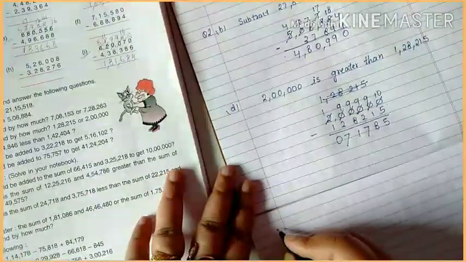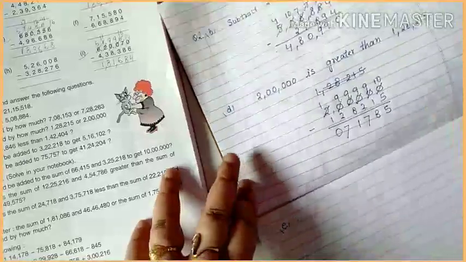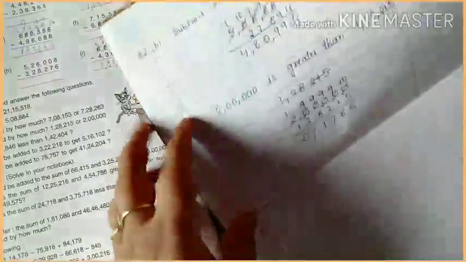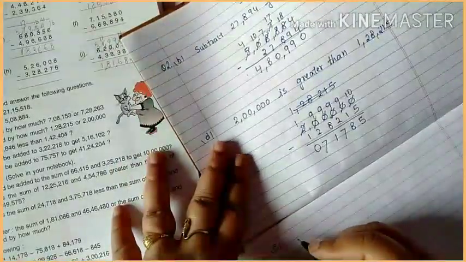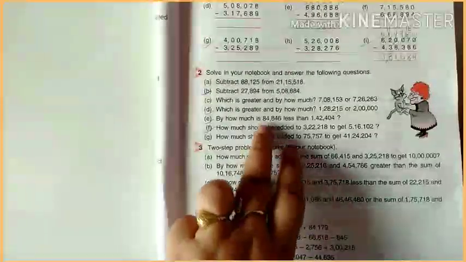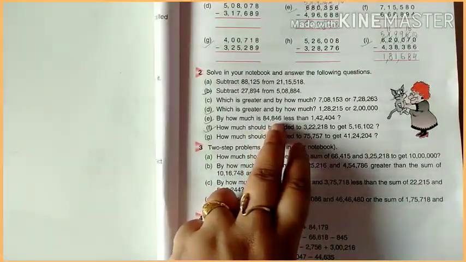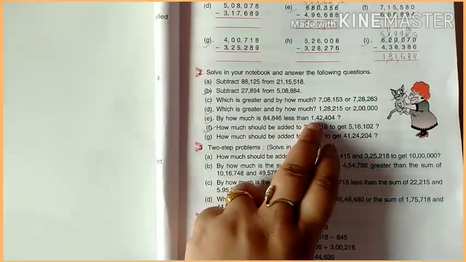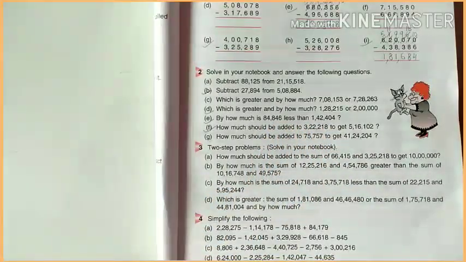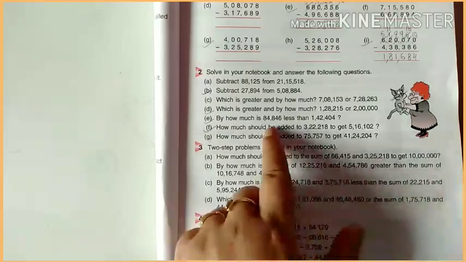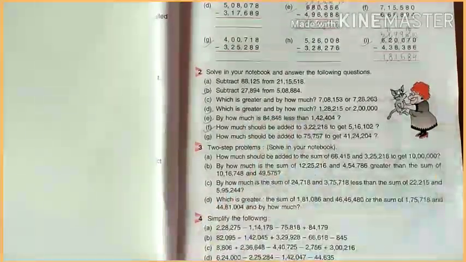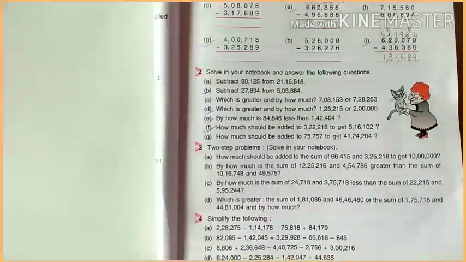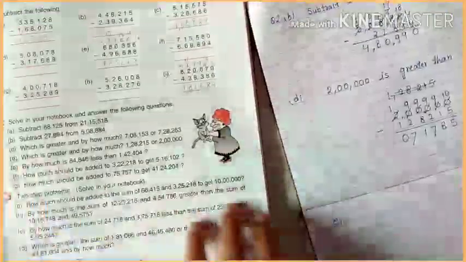Now let's do question number E. By how much is 84,846 less than 1,42,404? Read the question first. So how much smaller is this than that? Then what will we have to do? We will have to subtract, right? So let's do the minus one.